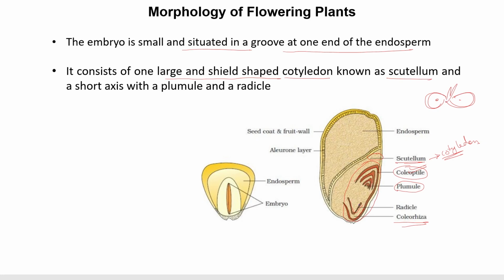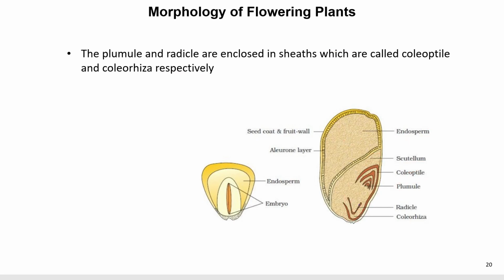In the case of dicot, the cotyledon is laden with the food. This cotyledon in the dicot is laden with reserve food material. But here in the case of monocot, this endosperm region has the reserve food material. The plumule and radicle are enclosed in sheaths which are called coleoptile and coleorhiza respectively.